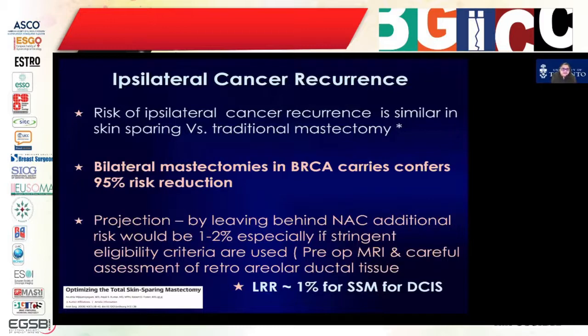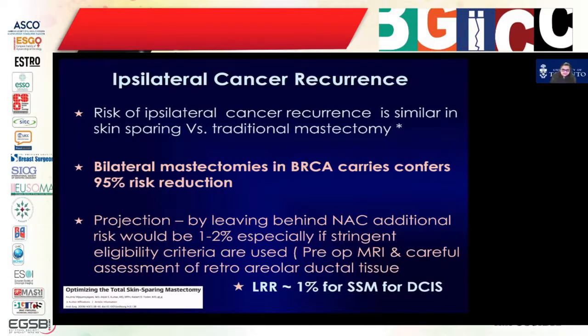What about ipsilateral cancer recurrence? The ipsilateral cancer recurrence is similar in skin sparing mastectomies versus traditional mastectomy. So there's no difference. There are some publications which describe that, and therefore bilateral mastectomies in a BRCA gene carrier does confer a 95% risk reduction, just like a traditional mastectomy versus a skin sparing.